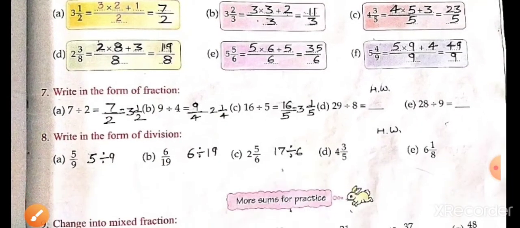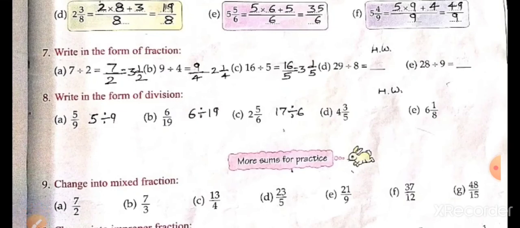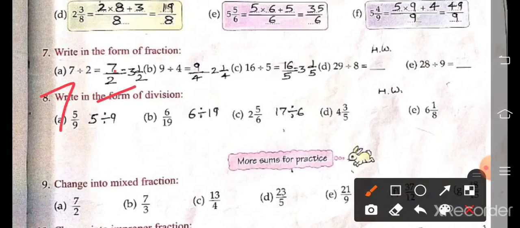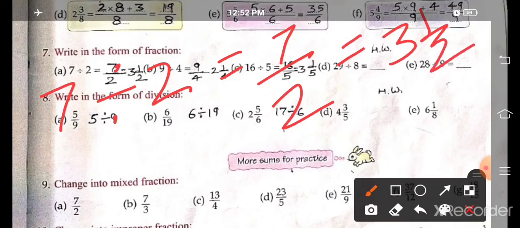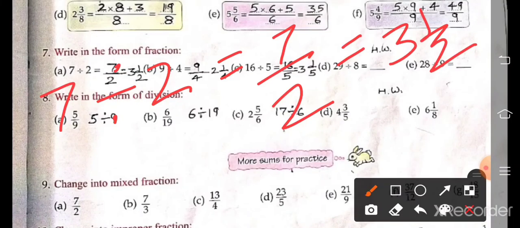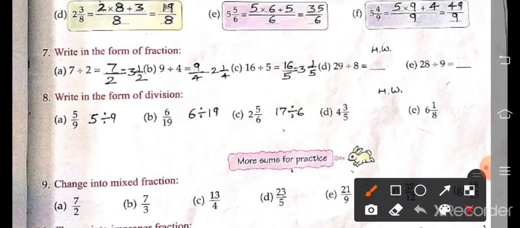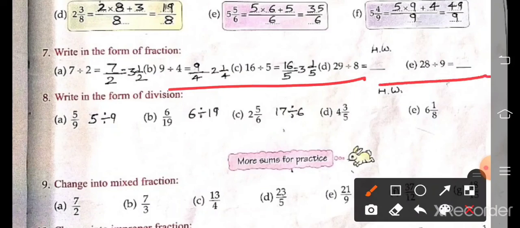Okay, now question number 7, write in the form of fraction. Okay, 7 divided by 2. So you have to write in the form of fraction. You can write like this, 7 upon 2, and in mixed fraction 3 1 upon 2. Okay, so like this you have to write, and this is your homework.